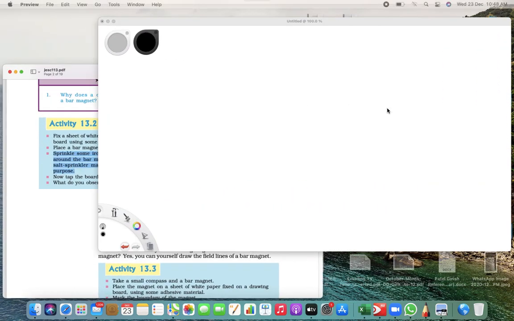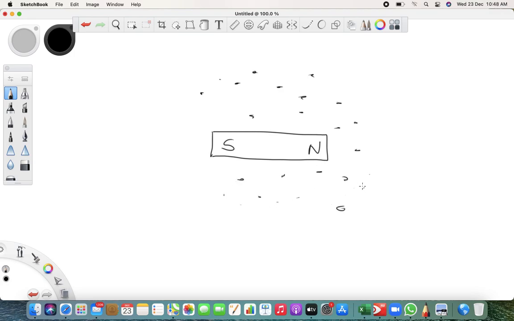Let me show you. It's like this. We take a paper. This is your bar magnet, and we are going to sprinkle some iron filings around, unevenly like this. Now the question is, what are iron filings? Iron filings means the powder of iron, very small pieces of iron. That we call iron filings.